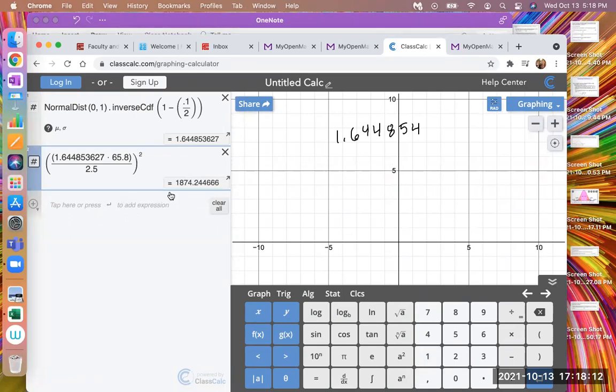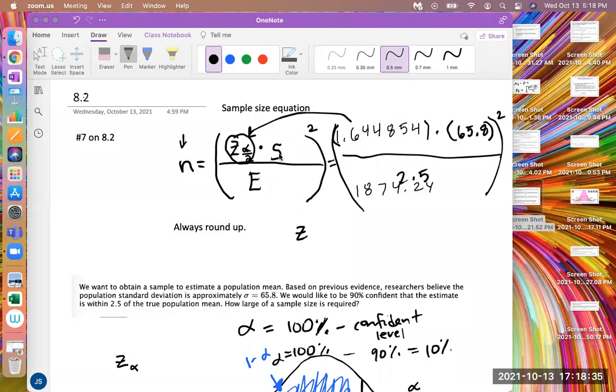So I got this answer of 1874.24. There's 1,874.24 people. That's the number of people I need to sample. So it's 1874.24 people. And so that's my answer right here.